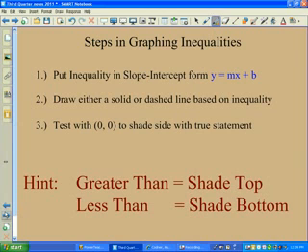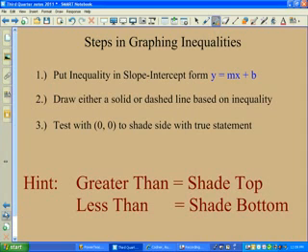If it's not equal to, it's dashed. If it is equal to, it's solid. Then we're going to test it with that point (0, 0) to figure out which side I'm going to shade. Which side has that true statement? And for inequalities, greater than, you always shade the top, and less than, you shade the bottom.